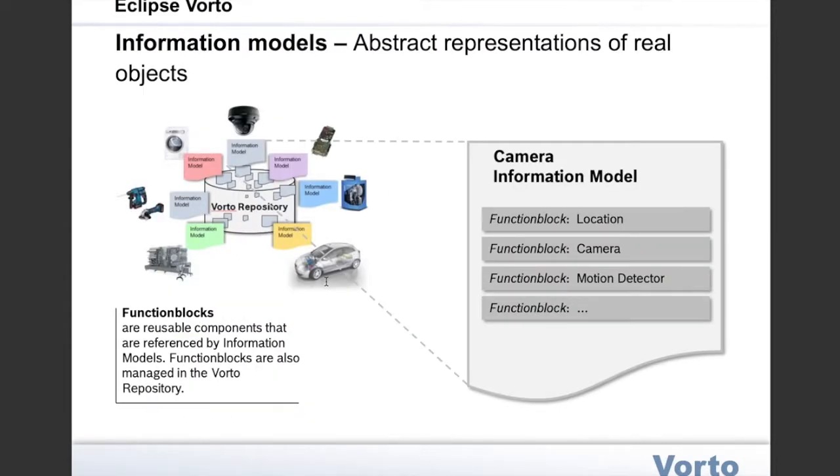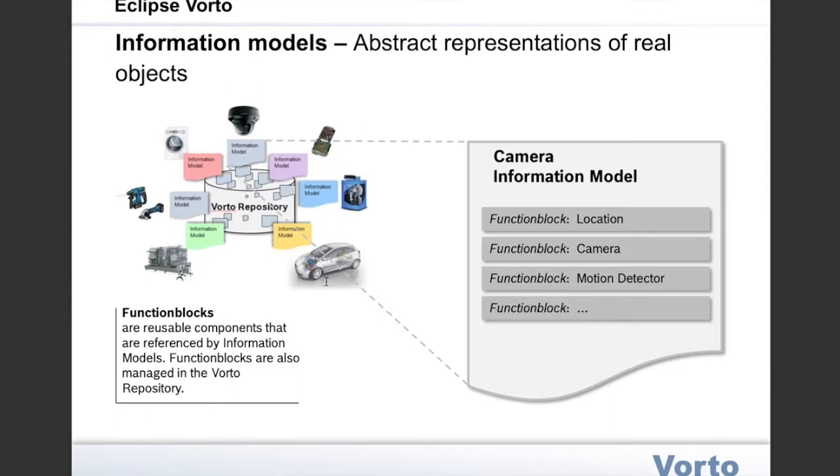So you might ask, what are these information models exactly? They're actually abstract representations of real objects. So let's take an example of this camera here. This camera consists of different kinds of functionalities. These functionalities could be, for example, location, so it can be located. It has a typical camera functionality. It might even have a motion detector. Once it senses motion, it starts recording, and many other function blocks.